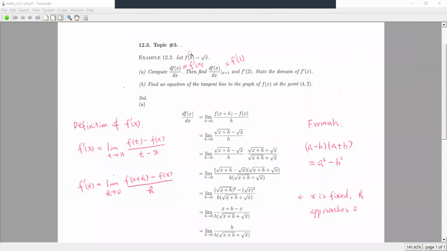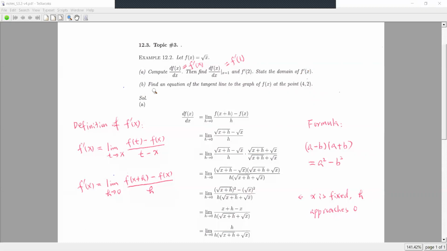Example 1, let function f be the square root of x. Part A, compute the derivative of function f. Then find the derivative at 1. This notation means compute the derivative of the function f first. After getting the derivative, plug in 1 in x. And find the derivative at 2. State the domain of this function.